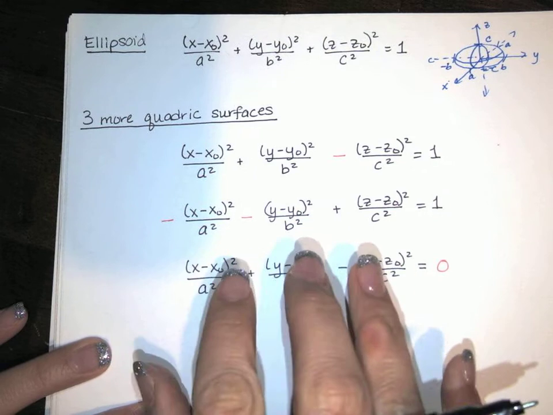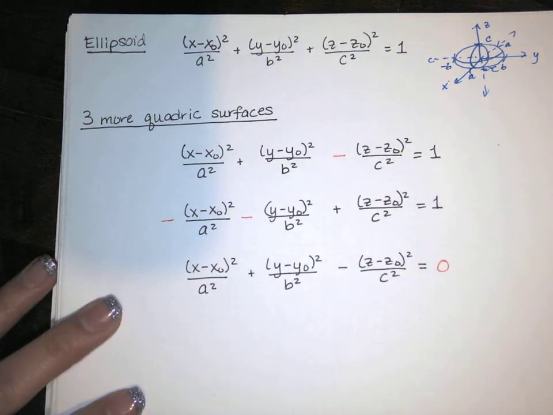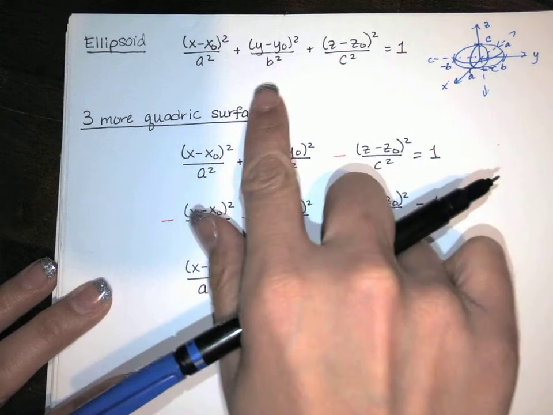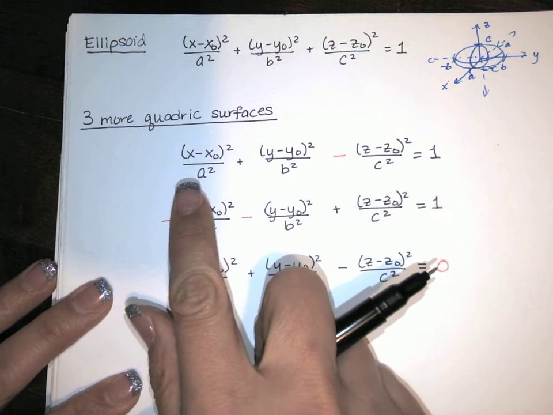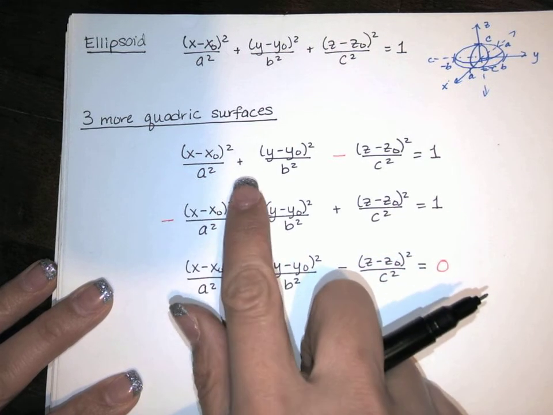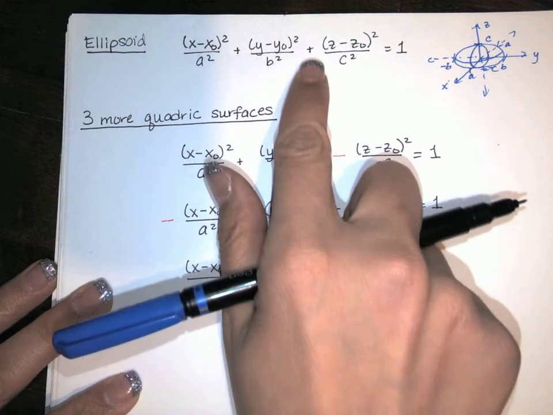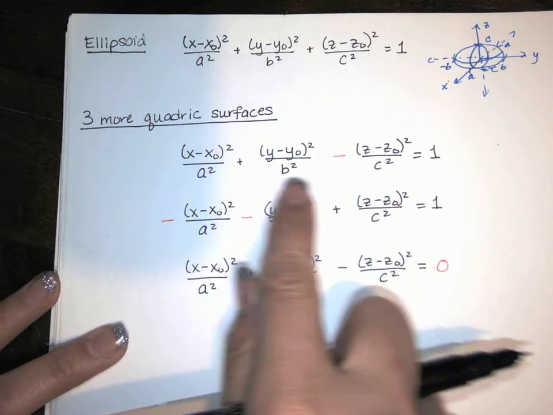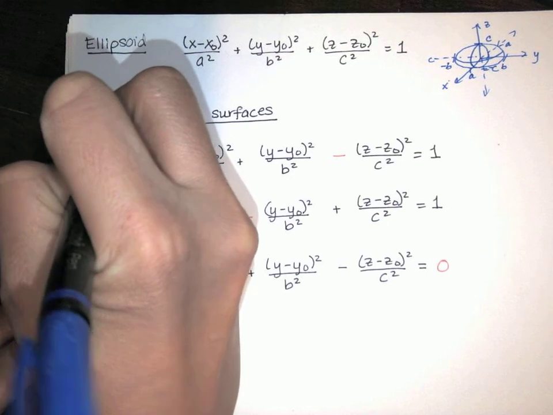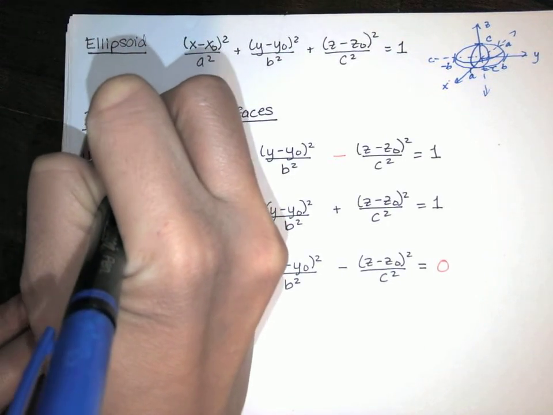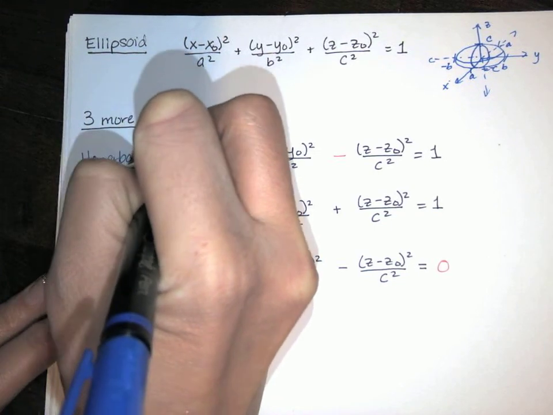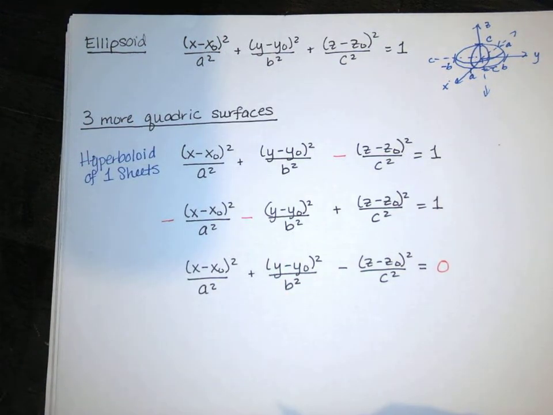Now, if I take that equation and manipulate it just a little bit, just make one small change, the surface changes drastically. Notice this one looks almost identical to that one. The only difference is that one term is negative, and that negative changes everything. This is called a hyperboloid of one sheet, and we'll see why that is when we look at the traces in the coordinate planes.